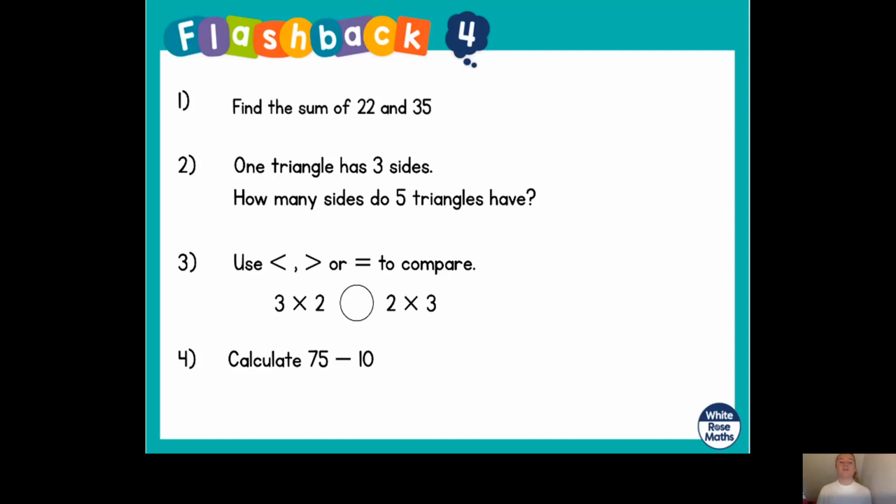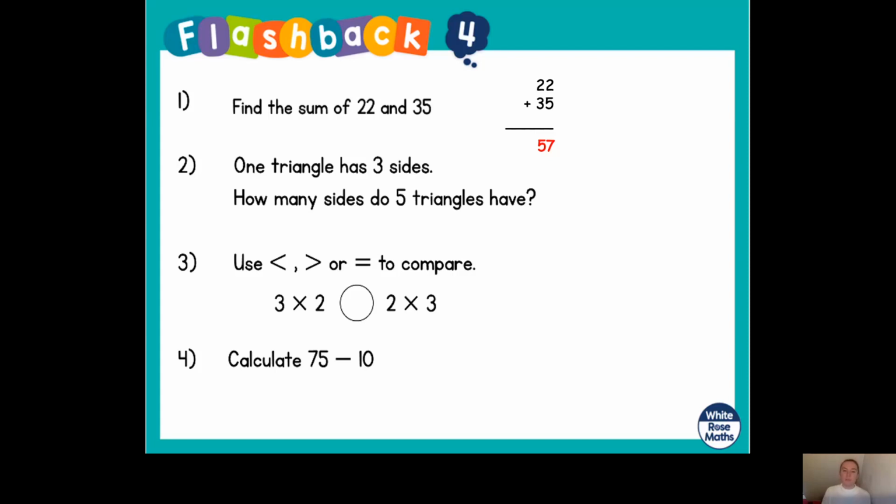Find the sum of 22 and 35. I recommended you to use column addition. Here's our column addition. Let's add the ones first. 2 plus 5 is 7. Do we need to exchange here? No, we don't, because 7 is less than 10. We only exchange if it's 10 or more. Let's try the tens now. 2 plus 3 is 5. So 22 plus 35 equals 57.